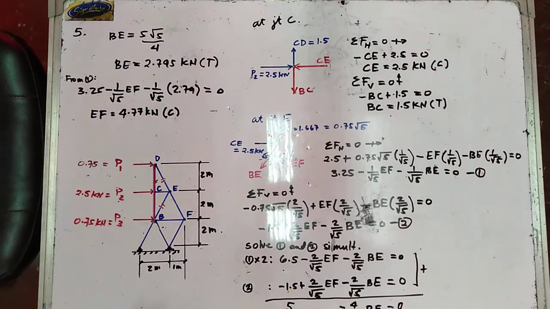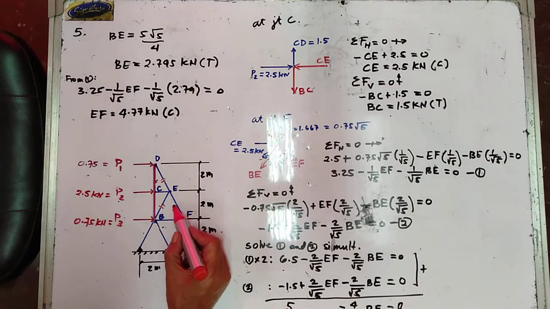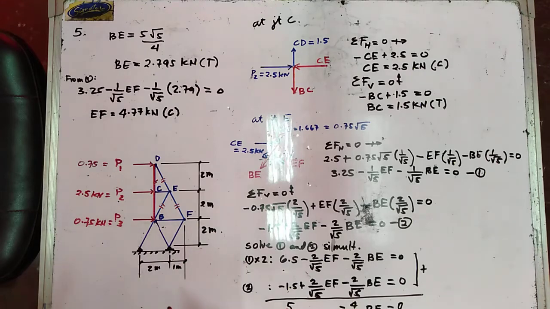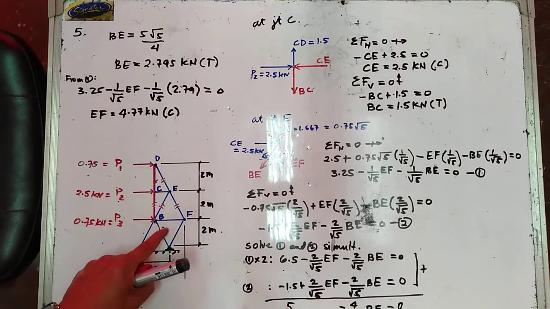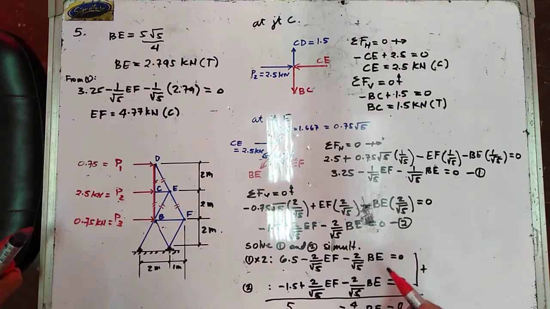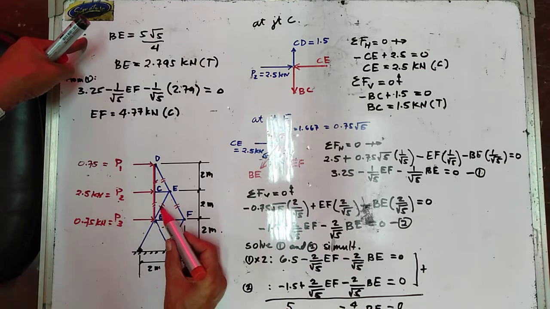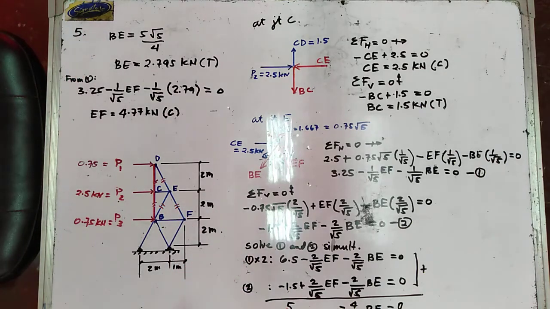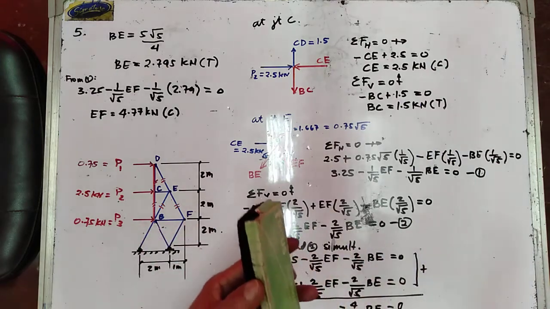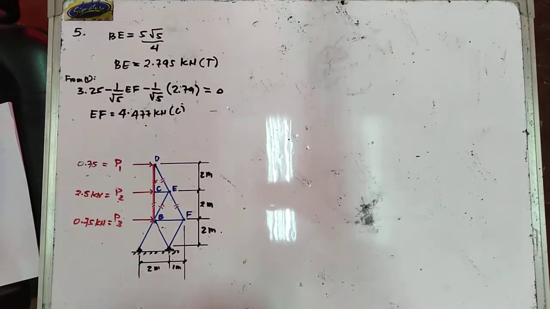Okay, so we know now EF, and the other one, we also know BC, EF, and BE. So that is BE, and that is now your EF. So let's now proceed at joint F. Okay, so EF is 4.477 kilonewtons, and that is in compression.